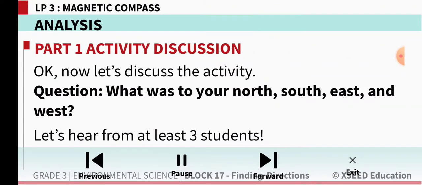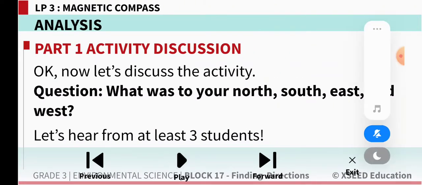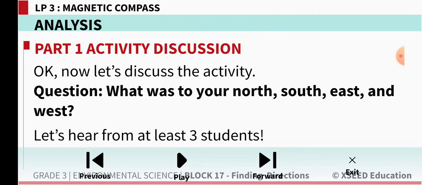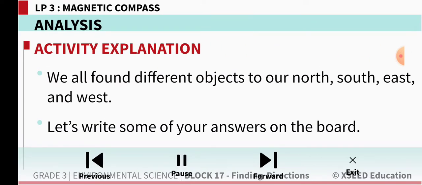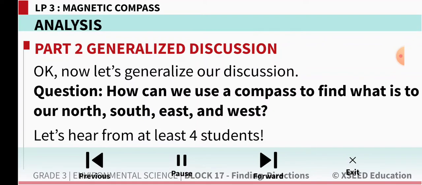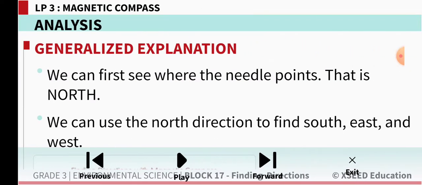What was to your north? What was to your east? Okay, what was to your south, west? Okay, right, you have one object. We all found different objects to our north, south, east and west. Okay, how can we use a compass to find what is to our north, south, east and west?